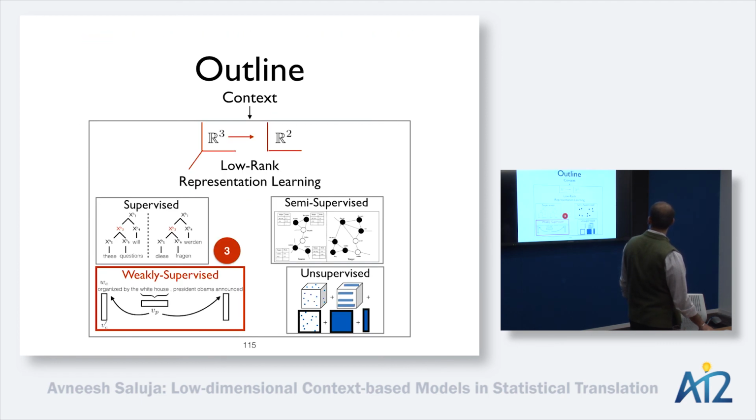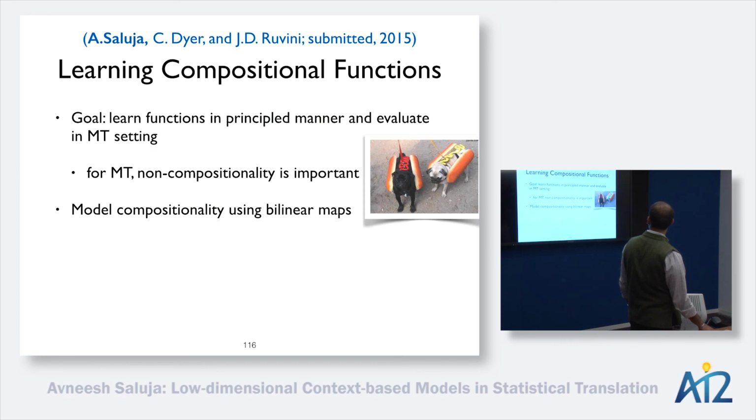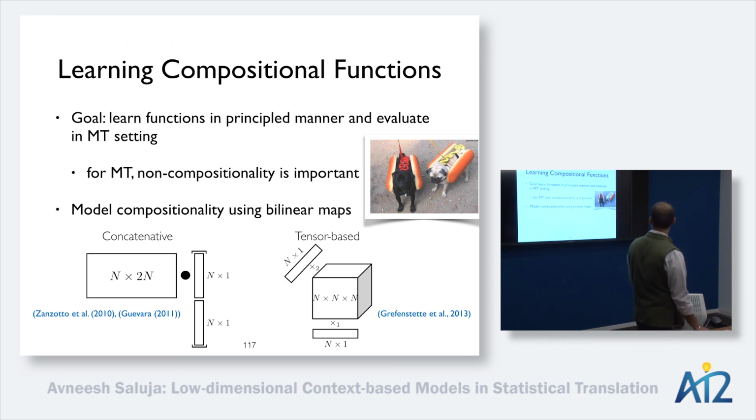So this is actually a very quick part, so I'll just very briefly talk about this. The basic idea is that we want to learn compositional functions, and for MT, compositionality and non-compositionality are very important in a couple of different ways. You obviously don't want to translate "hot dog" like that. Also, as I mentioned, it's an extremely important source for phrasal segmentation. If you have a phrase that you know is non-compositional, ideally it should translate non-compositionally, or translate as a unit.